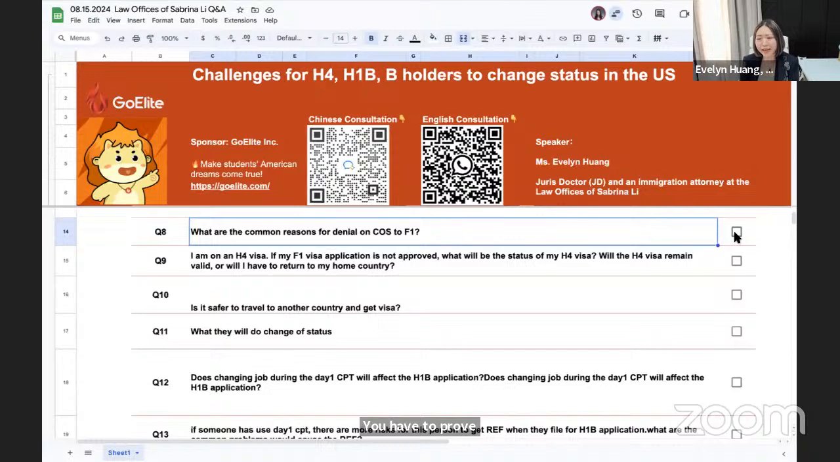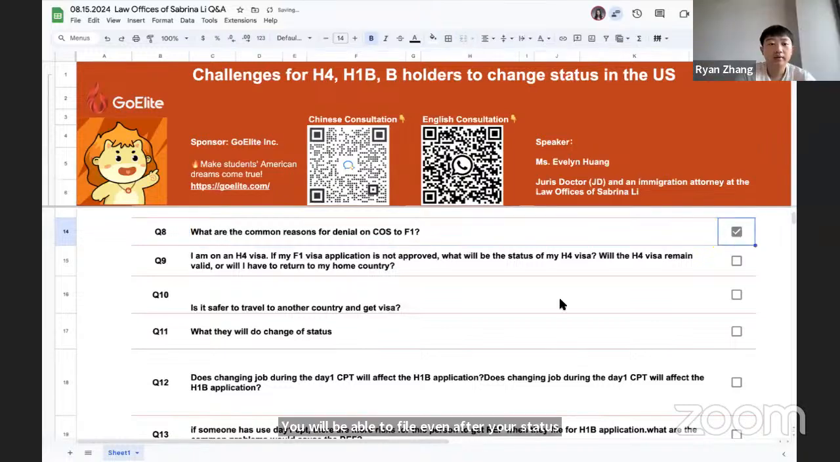So I would say if anyone in our audience is having this trouble, feel free to contact our firm. We specialize in handling untimely filing. If your situation qualifies for what I described as the NPT request, you will be able to file even after your status expires. For sure. All right, let's move on.